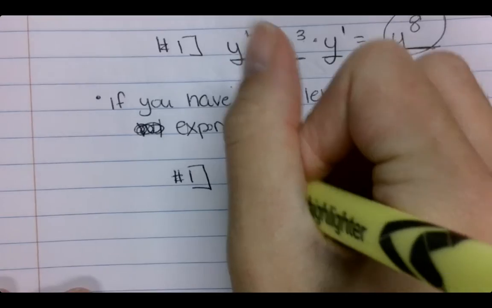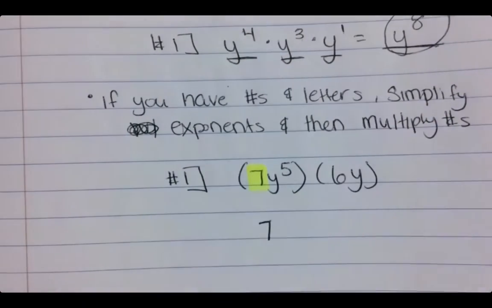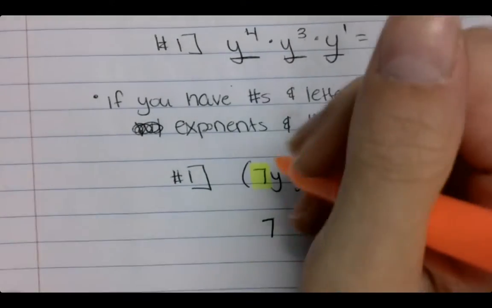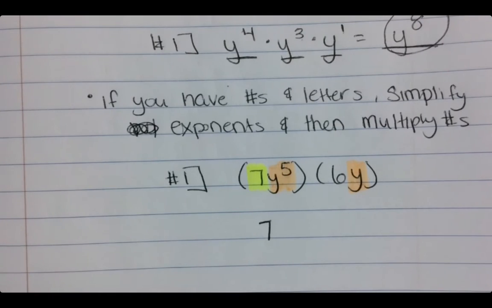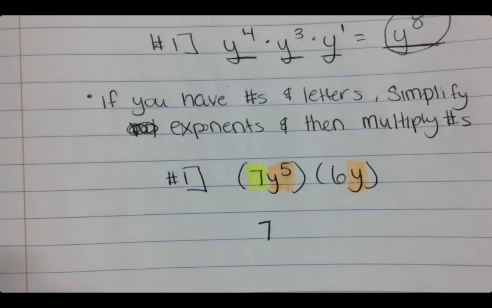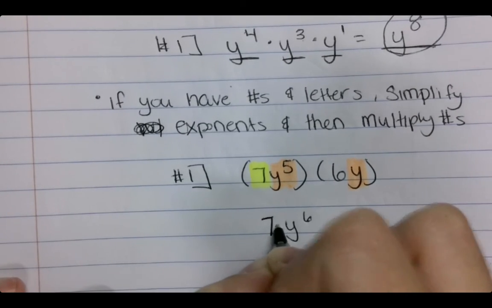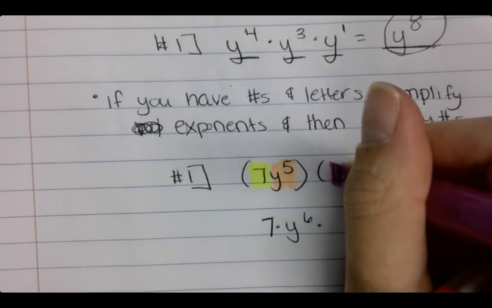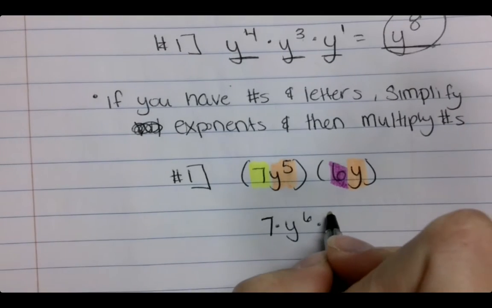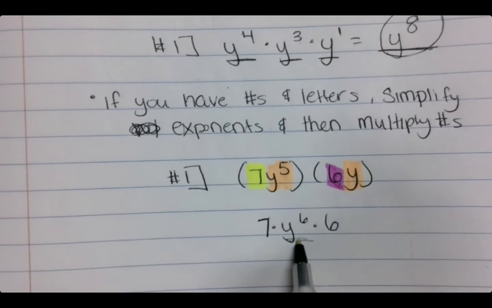So let's get here. There is nothing for me to do. It's just 7 to the 1st power, which is just 7. This is y to the 5th. This is 1y for a total of how many y's? 6. So I have y to the 6th, and remember, this is all multiplied, right? And then I have a plain old 6 right here as well, a 6 to the 1st power, which is just a 6.